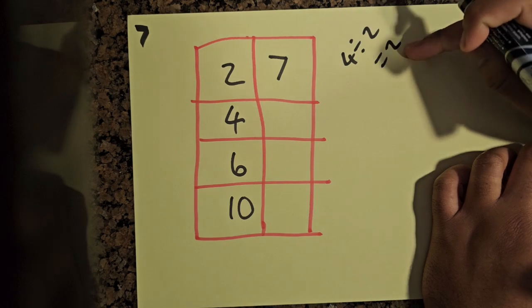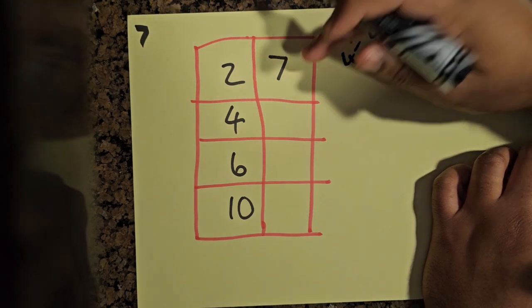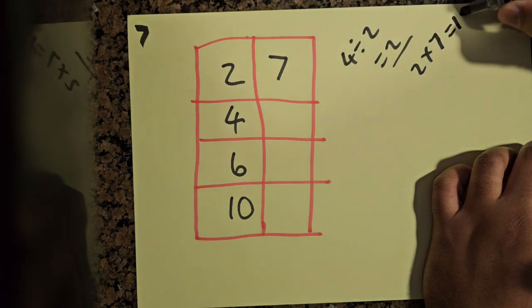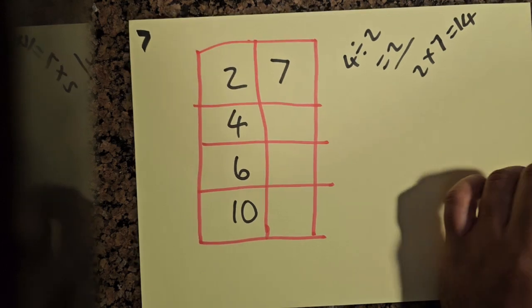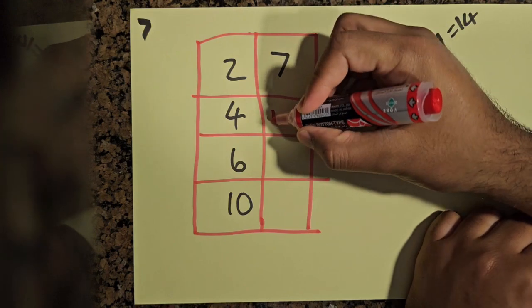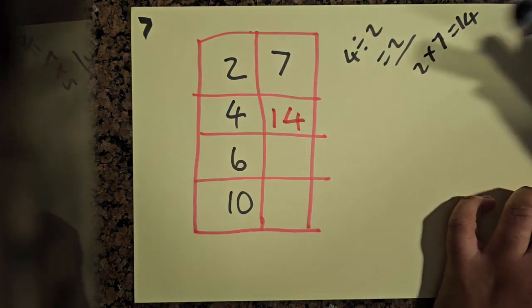So then if I say 2, I take this number and I multiply it by the right hand side of the ratio. So 2 times 7 equals 14. That means when the left hand side is 4, the right hand side should be 14. Now we're going to apply the same process all the way through, right?